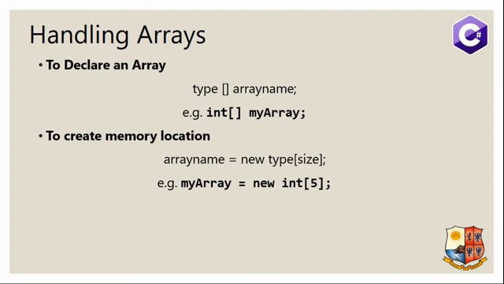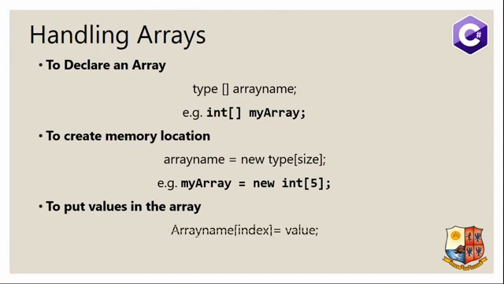You've already come across all these things, but just putting it, how do I put value inside the array? Just like how you use it in Java, you call the array name within brackets, you pass the index of that particular array and then you pass the value. Array name within brackets index is equal to value.